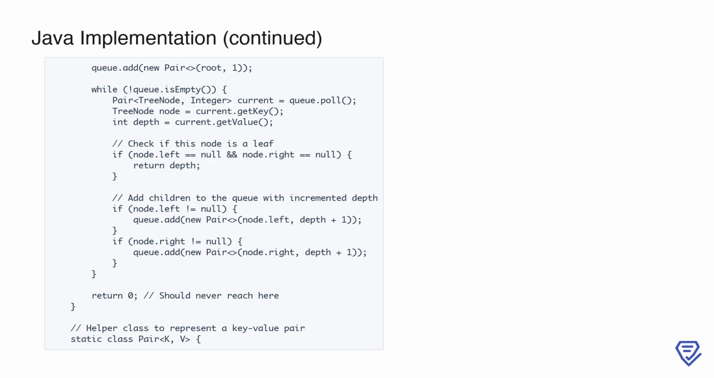Using a while loop, we process each node in the queue until it's empty. For each iteration, we retrieve the current node and its depth by polling the queue. The first thing we check is whether the current node is a leaf node, that is, it has no left or right child. If it's a leaf, we've found the minimum depth, so we return the depth immediately. Otherwise, we add the node's children to the queue, each with a depth incremented by 1. This ensures that we explore all nodes level by level, and as soon as we encounter the first leaf node, we return its depth. This efficient approach guarantees that we find the minimum depth without unnecessary traversal.